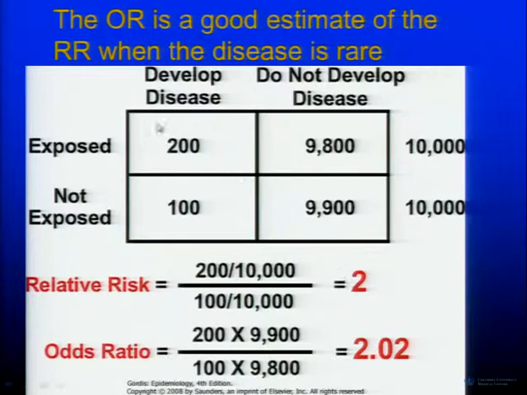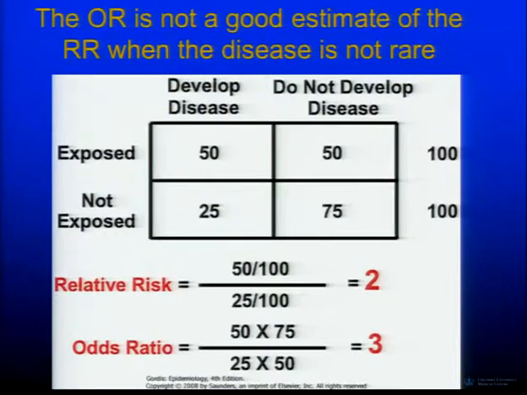So if we calculated the relative risk, which is the number who developed disease in the exposed divided by all exposed, divided by number of people who got disease in the non-exposed divided by all non-exposed, we get a relative risk of 2. If we do the odds ratio of the AD over BC, we get almost the same exact thing, and that is because this is a rare disease.